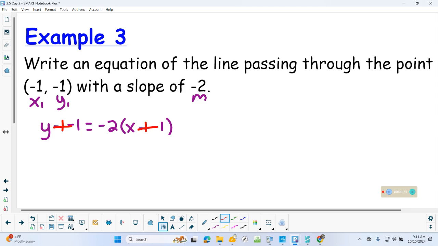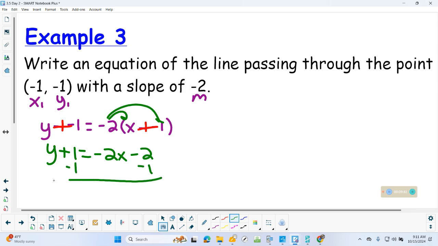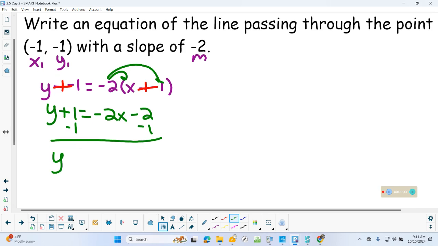And again, they probably are going to make you convert it into slope intercept form because we'll probably have to do some graphing again. So I'm going to go ahead and distribute -2 times x, -2 times 1. And then, of course, last thing, I'm going to subtract the 1. So my final answer, I'm going to put -2x minus 3. And again, now you do know your y-intercept would be 0, -3.